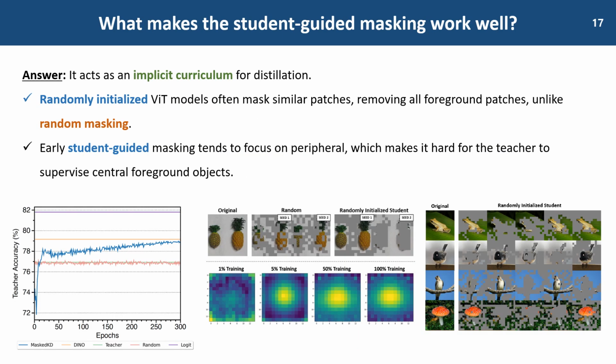We found that randomly initialized ViT models often mask similar patches at once, sometimes removing all foreground patches, unlike random masking. Early student-guided masking makes it harder for the teacher to supervise central foreground objects.